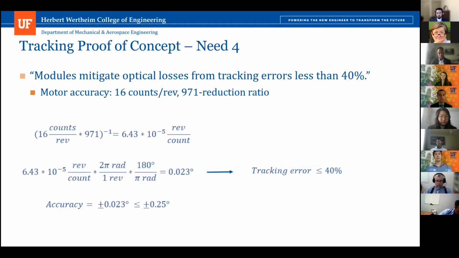The motors' precision will not result in optical losses greater than 40%, which was proven based on the counts per revolution value and reduction ratio given in the motor specifications. The accuracy in degrees per count is roughly an order of magnitude smaller than the maximum uncertainty in the motors.